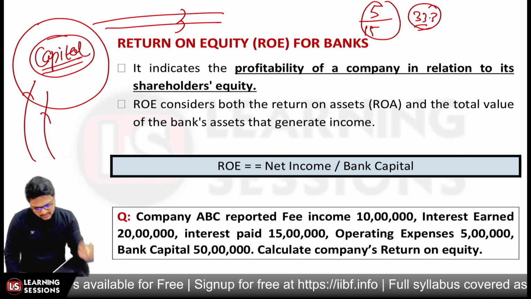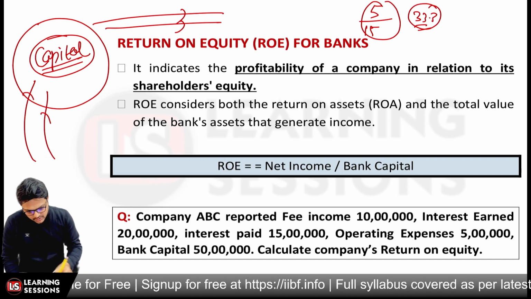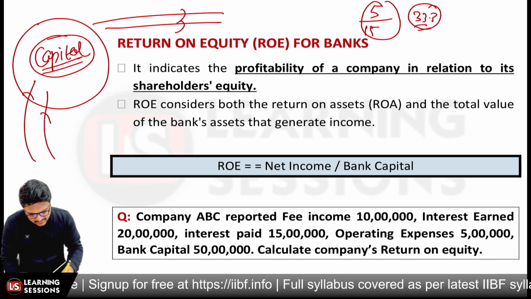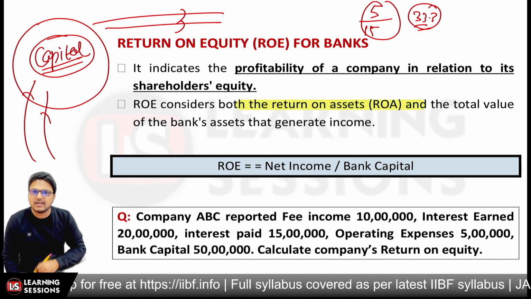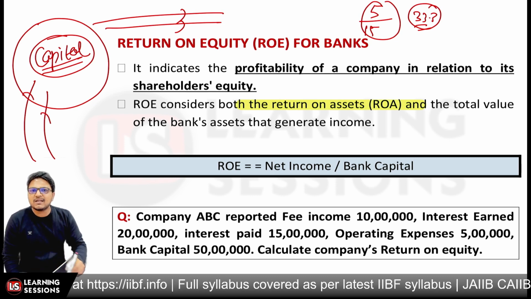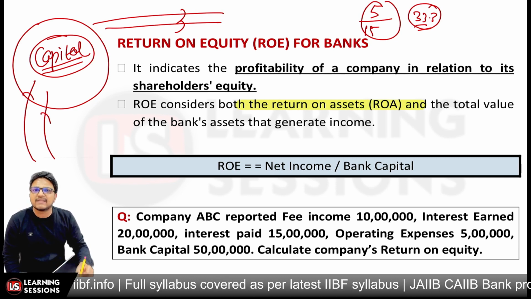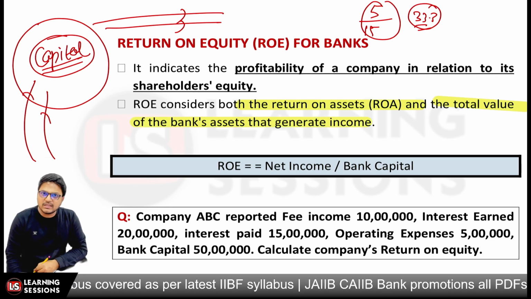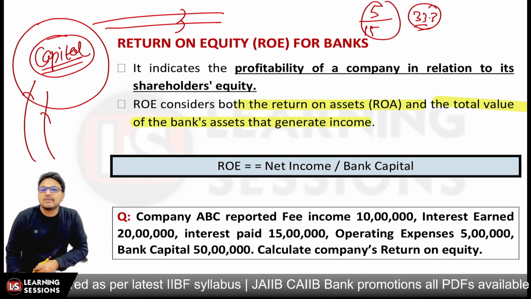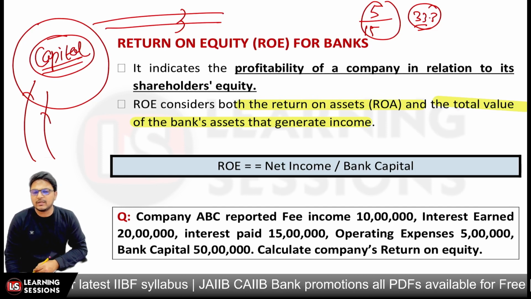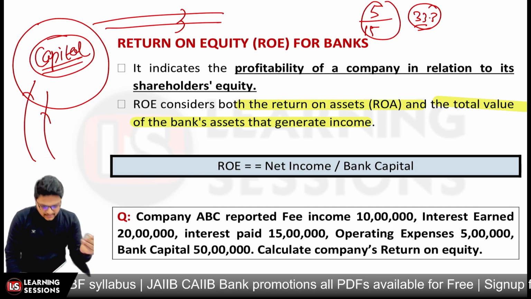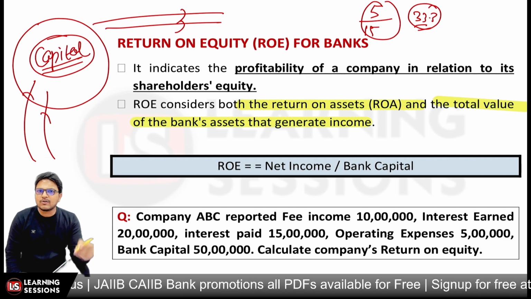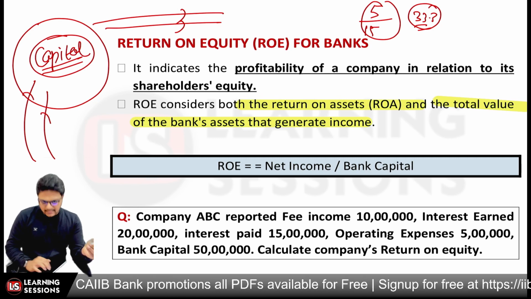So the main benefit of using ROE is what? It considers the return on assets as well as the total value of the bank's assets that are generating the income for the bank. So ROE is actually equal to what? It is equal to net income, as we have calculated above, divided by the bank capital, right?